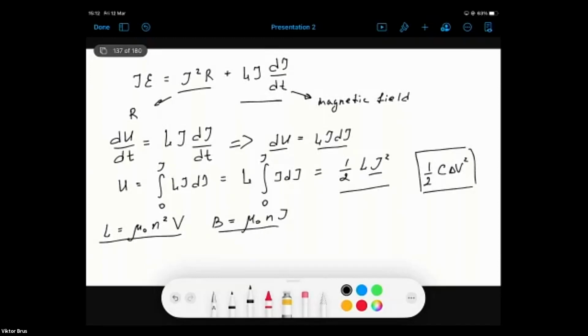So from the last equation, we can express electric current in terms of magnetic field. It will be B divided by mu naught times n, where n is the number of turns in this solenoid per unit length, as you remember. And now we can substitute this equation and this equation instead of L and I. So what do we get?